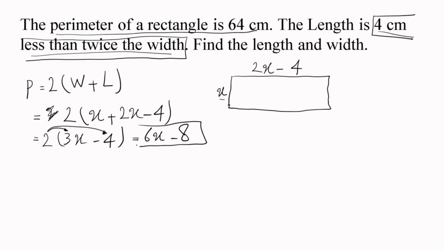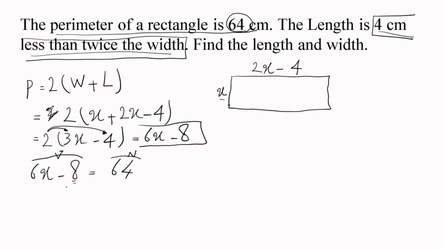Okay, now I know that this perimeter is equal to 64 centimeters. Let's solve it. 6x minus 8 is equal to 64. I'm going to solve this one based on inverse operation. I'm going to allocate this side for variables, and I expect you to know how to solve it, and this side for numbers. Do I have any extra term in the first side? Yes, this 8 is extra because I want only variable in the first side.